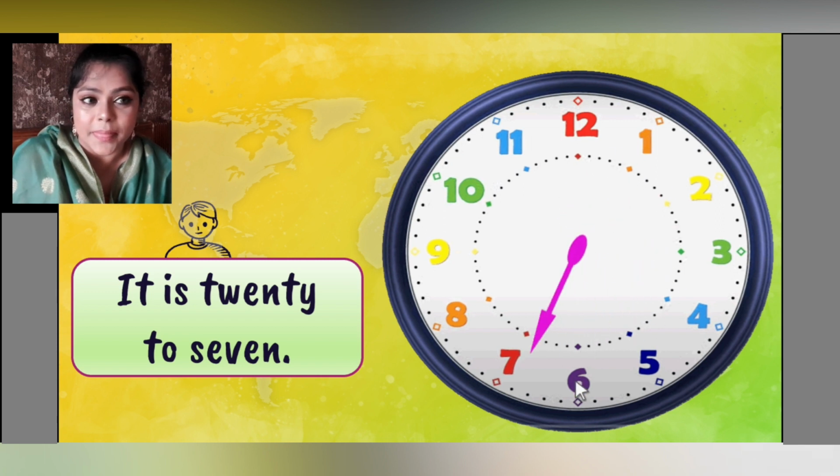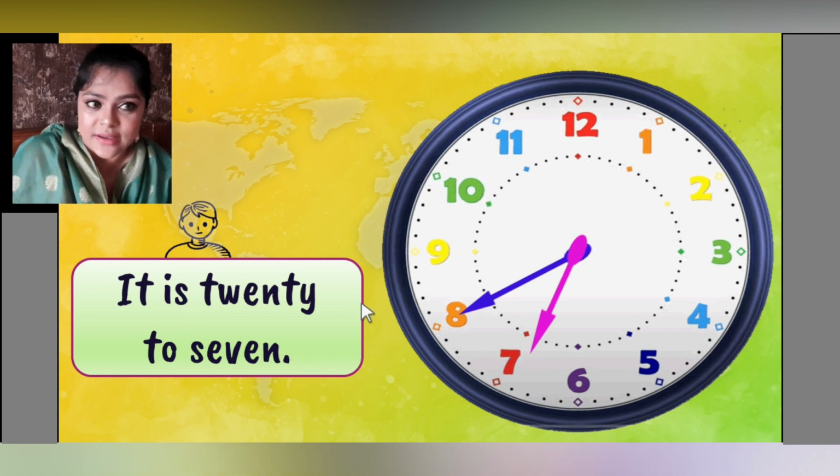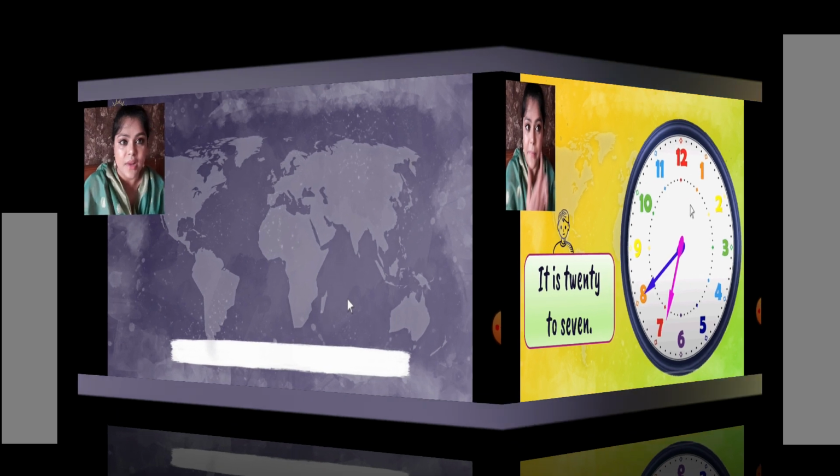See here. Now a little bit closer to 7 because we have only 20 minutes left. 5, 10, 15, 20. So 20 minutes are left for 7 o'clock. Correct? So it is 20 minutes to 7. That means 20 minutes are left for 7 o'clock. The moment it crosses 8, 9, 10, and reaches 12, it will be 7 o'clock. Okay, let's see the next one.